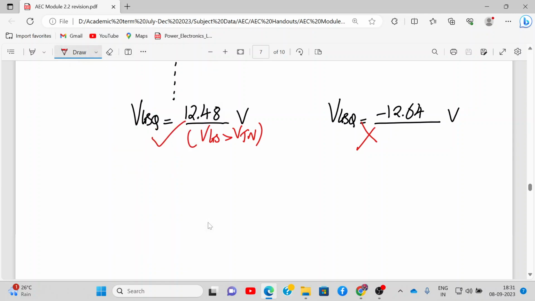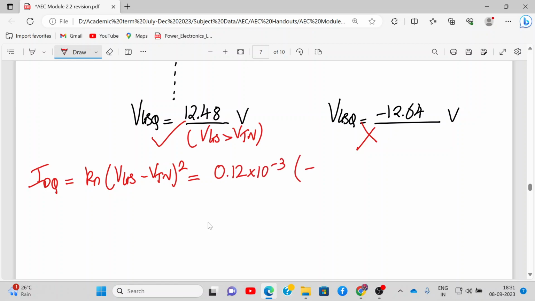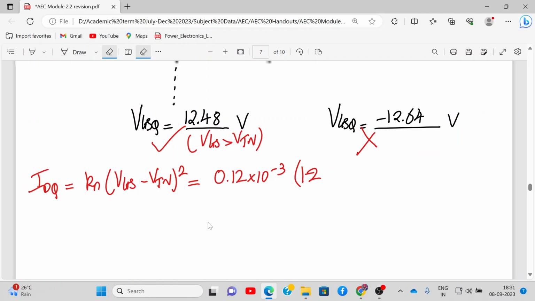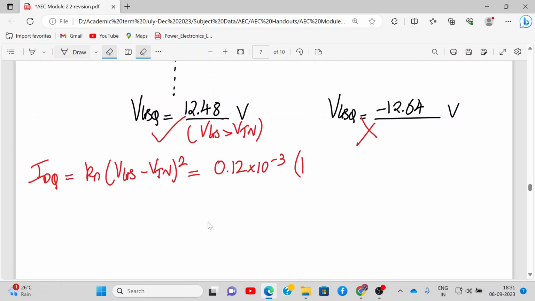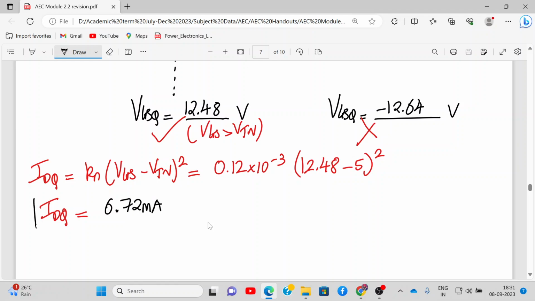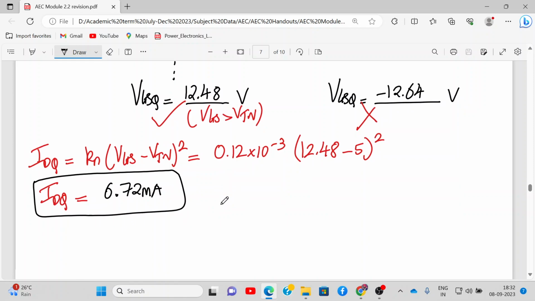So current is given by the formula IDQ is Kn times VGS minus VTN the whole square. Kn is 0.12 into 10 raised to minus 3, VGS is 12.48, minus VTN which is 5, square. So please calculate IDQ. This will come out to be 6.72 milliampere. Please cross check this number. Did you get this? Yes, sir.